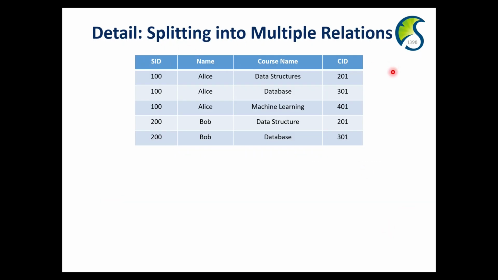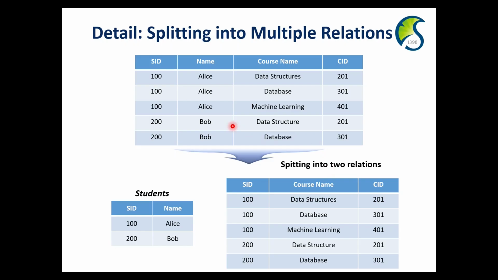So this is one single table, and we know the relationship: the student takes courses. Based on that relationship, we can split one table into 2 relations. Here, this relation only stores student information, and based on student information, we can also store another relation. And they share SID. So if we match these SIDs, we can reconstruct these 2 relations into one relation.